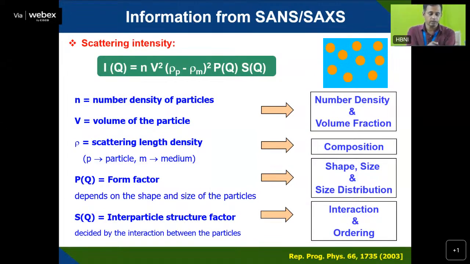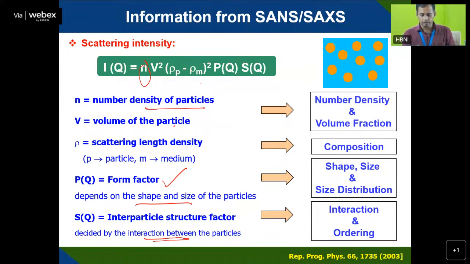If you see the scattering intensity equation, I(Q) equals N V squared. N is the number density of the particles, and V squared is the square of the volume of the particle. Delta rho, rho P minus rho M, is the scattering length density difference, as I told. P(Q) is the form factor, which depends on the shape and size of the particle, whereas S(Q) is the interparticle structure factor, which is decided by the interaction between the particles.